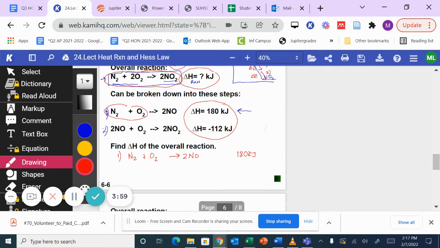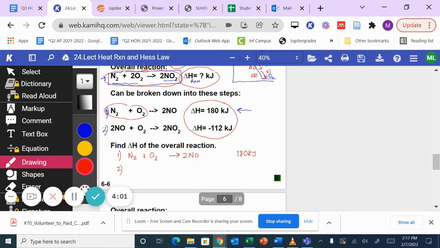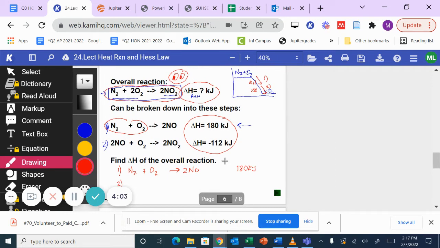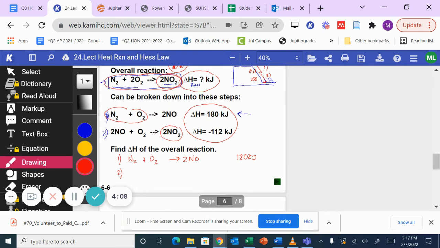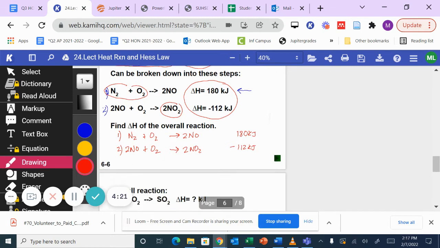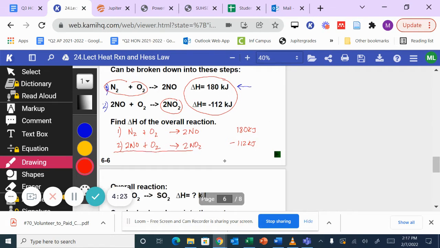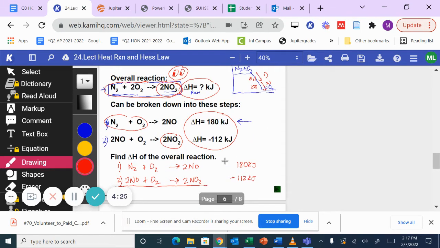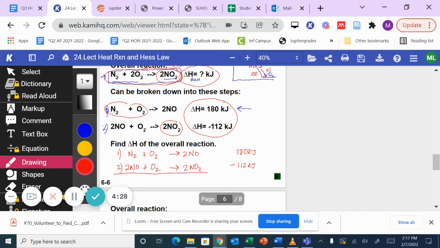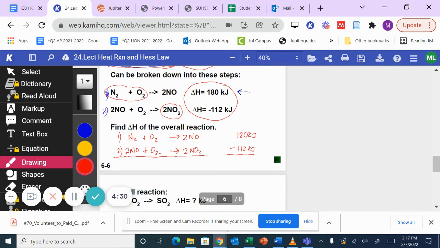Okay, now let's look at equation number 2. For equation number 2, it looks like NO2 needs to be on the right side of the equation. So I'm just going to copy this the way it is as well. 2NO plus O2 is 2NO2, which is negative 112 kilojoules. Okay. If these 2 reactions add up and it looks like this overall reaction, therefore I can add the heats of reaction right here. So let's see if it adds up.